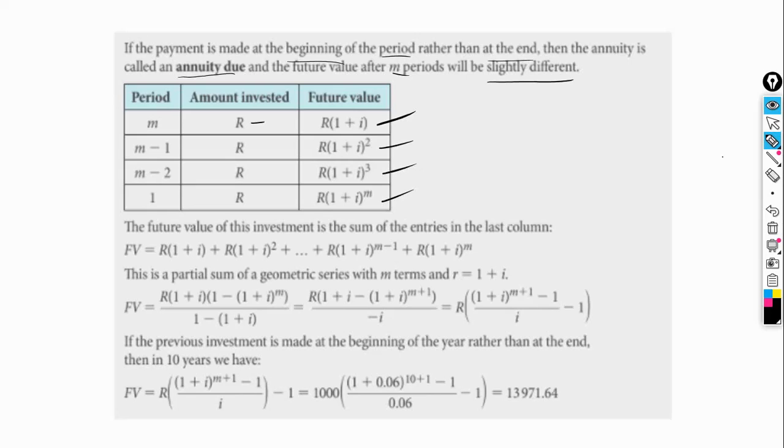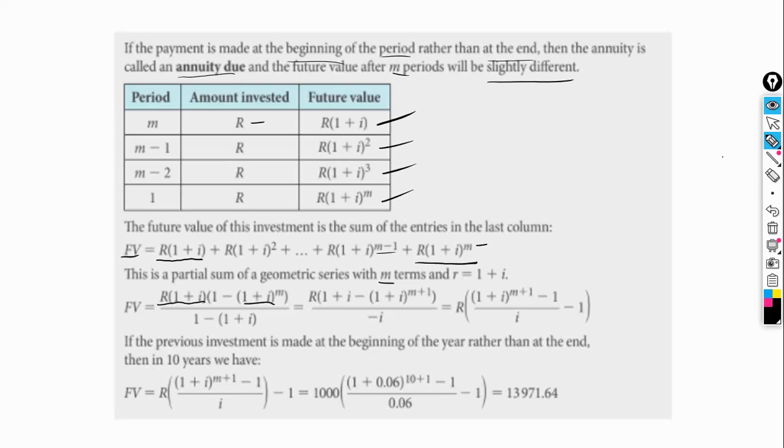Then the next year you're going to get this, the following year you get this, and so forth. So that means that the final value is going to change a little bit because the first term of the sequence is not going to be R by itself, but R times 1 plus I. And then we always reach the value, in this case, of R times 1 plus I to the power of m, and not m minus 1 as happened previously. So this is still a partial sum of a geometric series with m terms, right? So the first term is going to be R times 1 plus I, right? That was the first term. The common ratio is still 1 plus I, as we can see here.